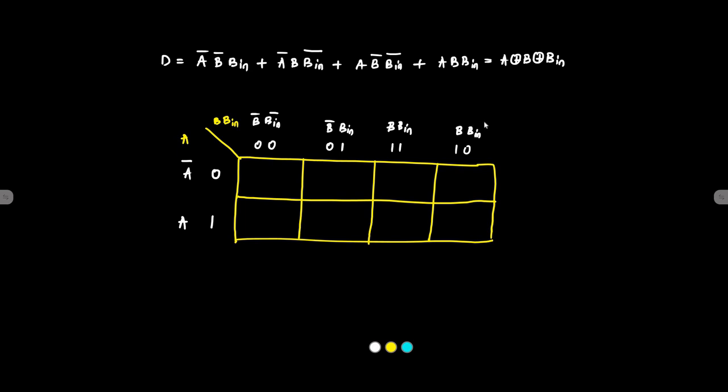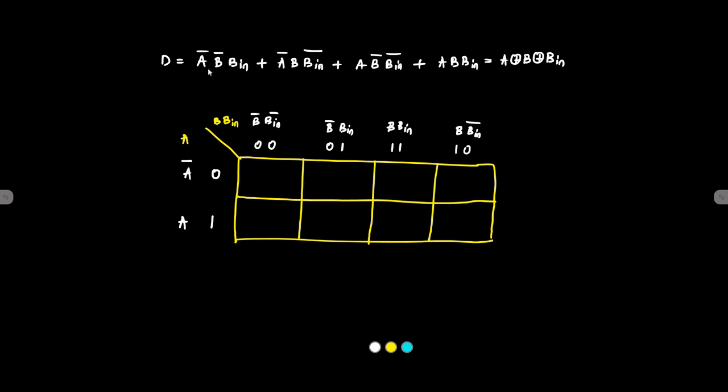So I have already discussed Karnaugh maps. You can refer to Digital Electronics playlist where I have discussed everything: 2 variable, 3 variable, 4 variable, 5 variable K-map, all the basic concepts, a lot of questions. So now for all these min terms that are present here in the difference Boolean expression, we'll put 1 in the respective cells.